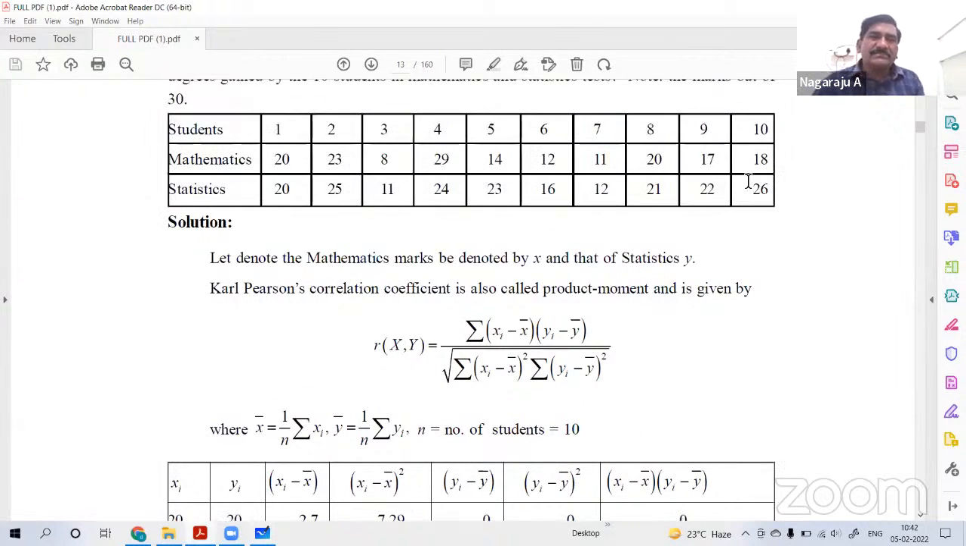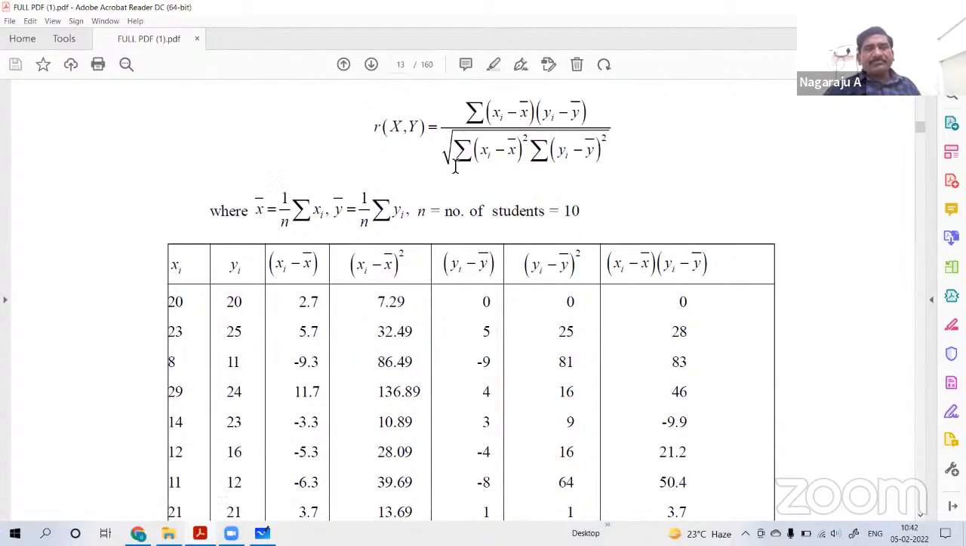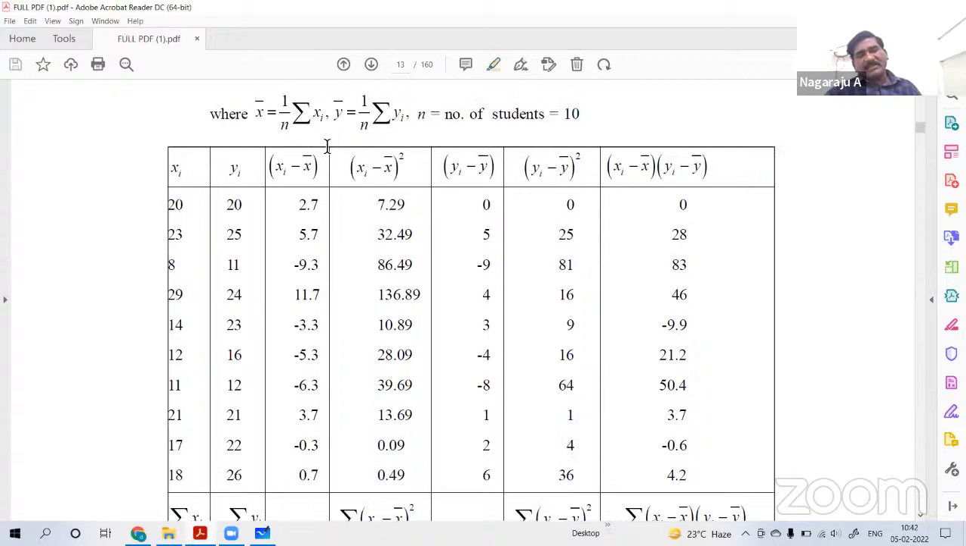Now we can go for the total data of mathematics and statistics he has given. R of X comma Y equals summation Xi minus X bar and Yi minus Y bar, by root of summation Xi minus X bar whole square and summation Yi minus Y bar whole square. Here X bar equals 1 by n into summation Xi, and Y bar equals 1 by n into summation Yi.